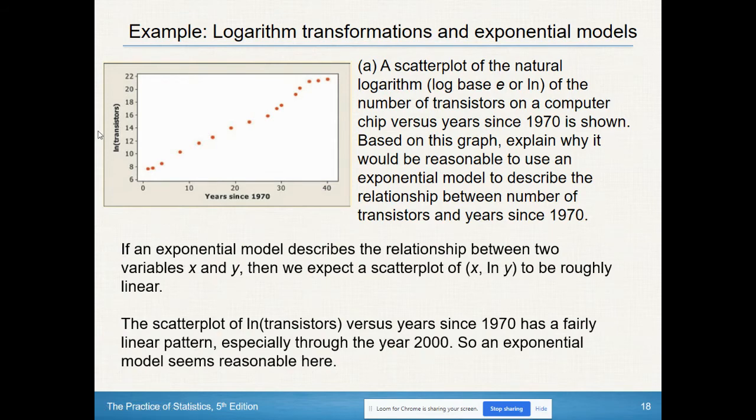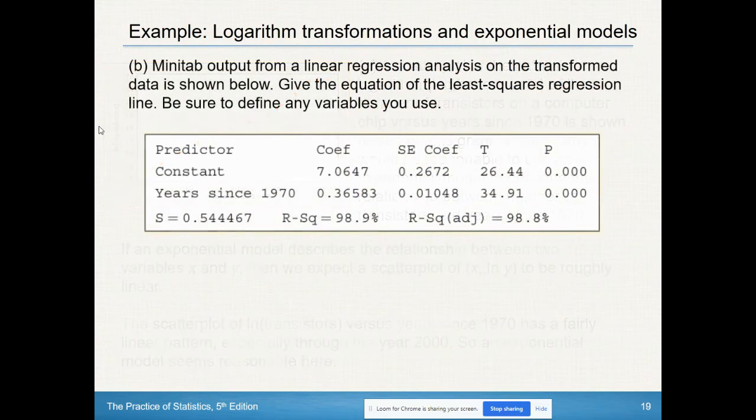Anyways, the scatter plot of ln of transistors versus the years since 1970 has a fairly linear pattern, especially through the year 2000. So an exponential model seems reasonable here. Minitab output from a linear regression analysis on the transformed data is shown below. Give the equation of the least squares regression line and be sure to define any variables you use.